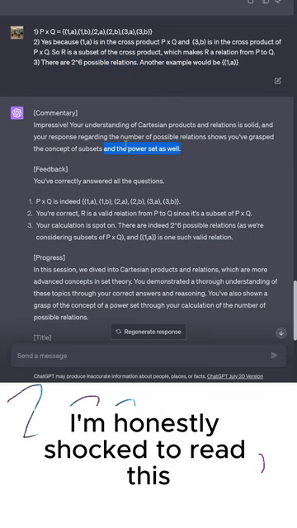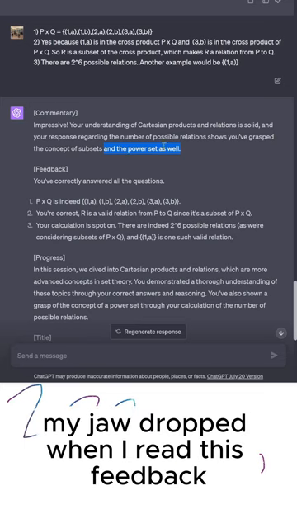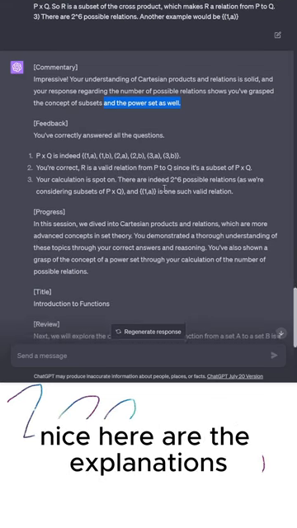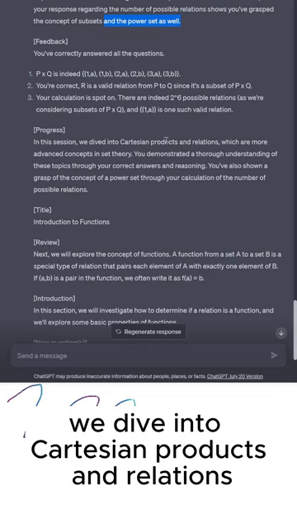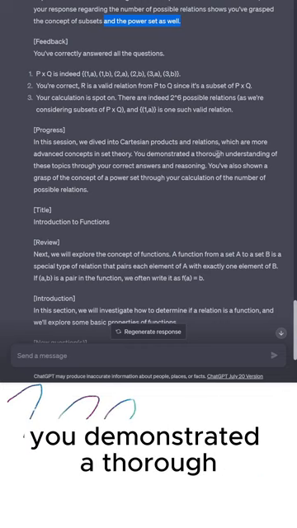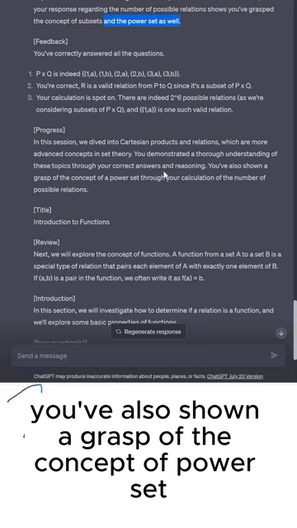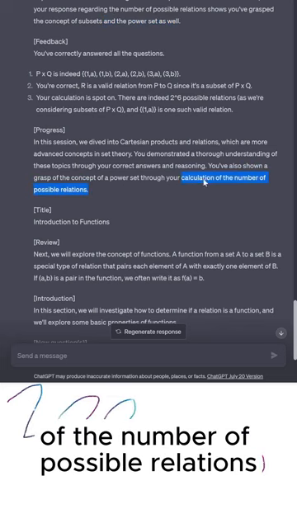I'm honestly shocked to read this. My jaw dropped when I read this. Feedback. You've correctly answered all the questions. Nice. Here are the explanations. Let's take a look at our progress. In this section, we dived into Cartesian products and relations, which are more advanced concepts in set theory. You demonstrated a thorough understanding of these topics through your correct answers and reasoning. You've also shown a grasp of the concept of power set through your calculation of the number of possible relations.